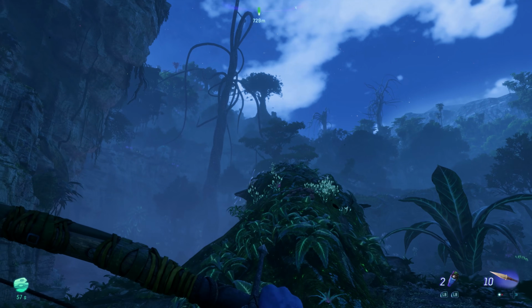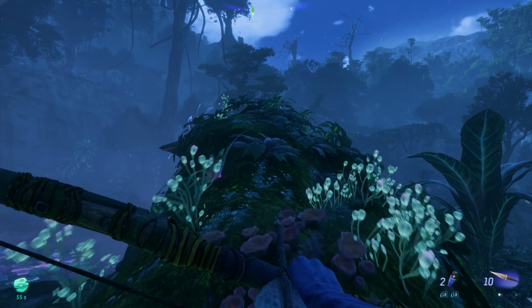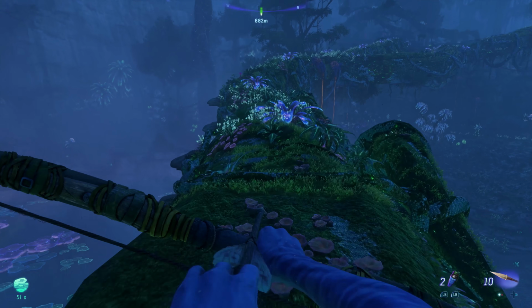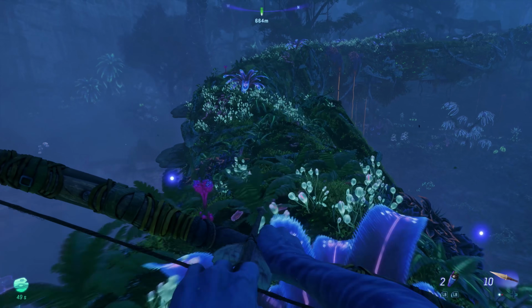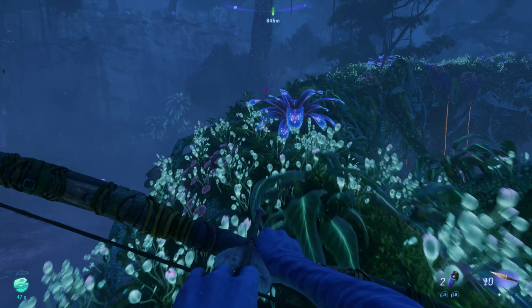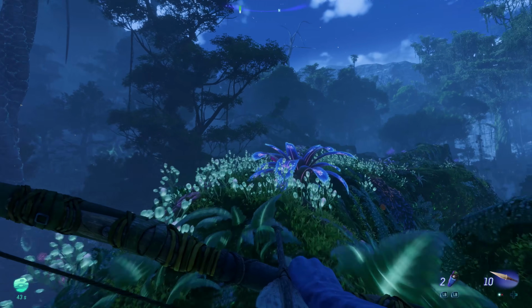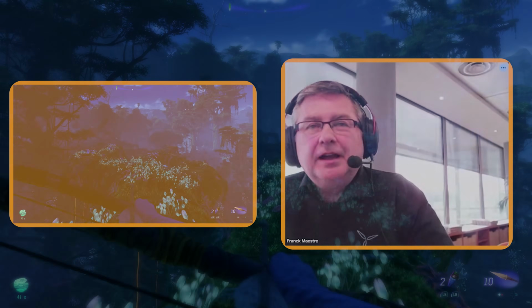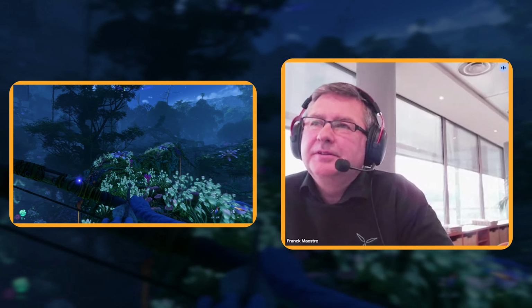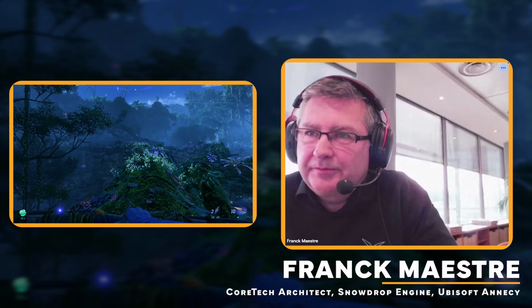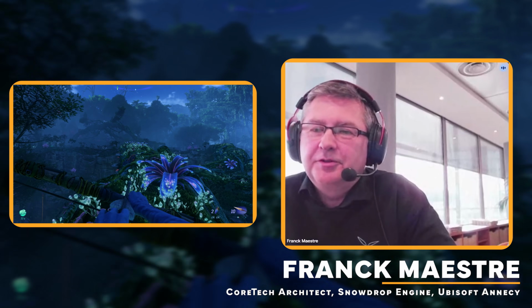As Franck Maestre, a senior engineer on the Snowdrop engine, explained to me, the tool started development when Snowdrop was being upgraded for the current generation of consoles, taking into account how Ubisoft's games are built and the changes that were occurring at that time in rendering techniques. The idea of Snowcap was born while we were upgrading Snowdrop for the next generation of platforms.